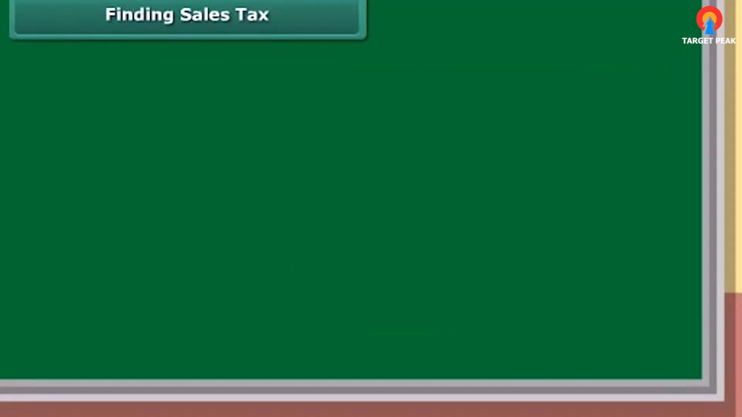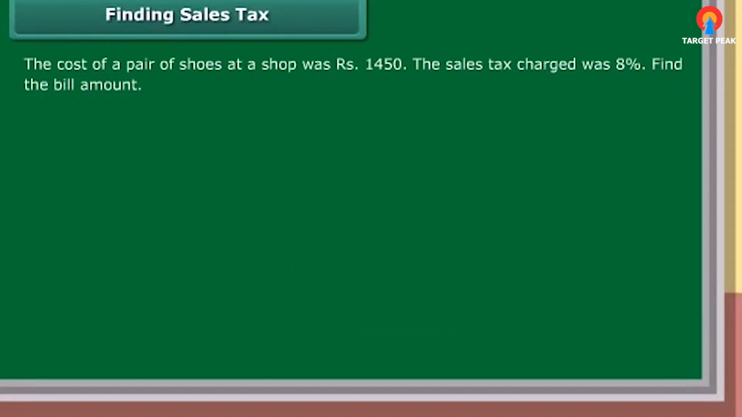Finding sales tax. The cost of a pair of shoes at a shop was rupees 1450. The sales tax charged was 8%. Find the bill amount.